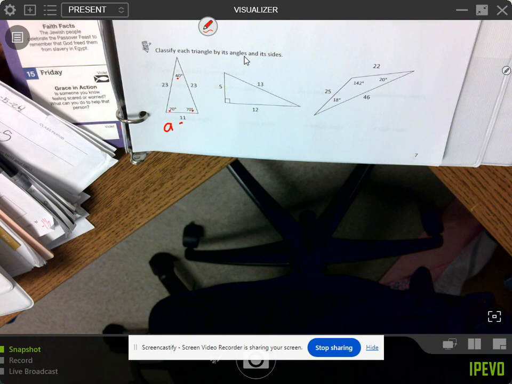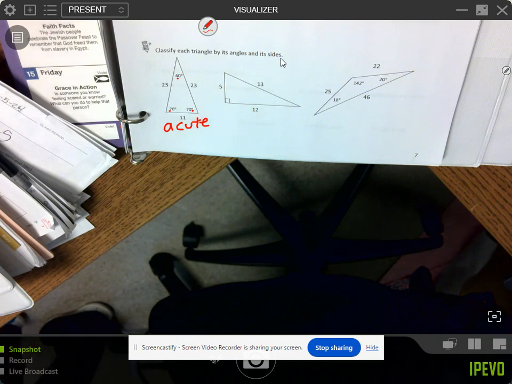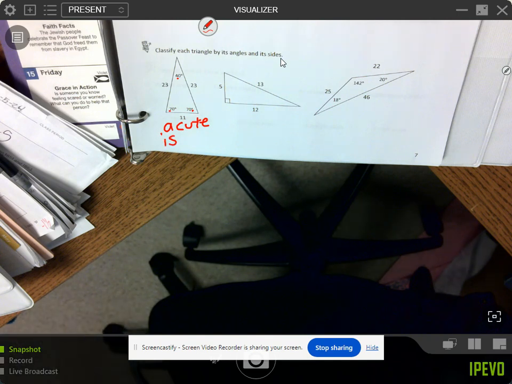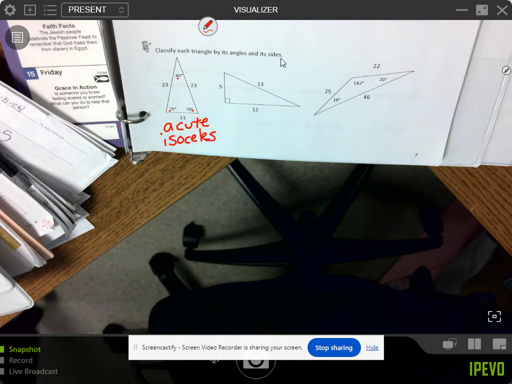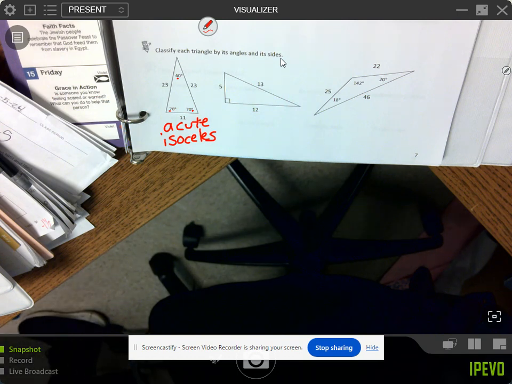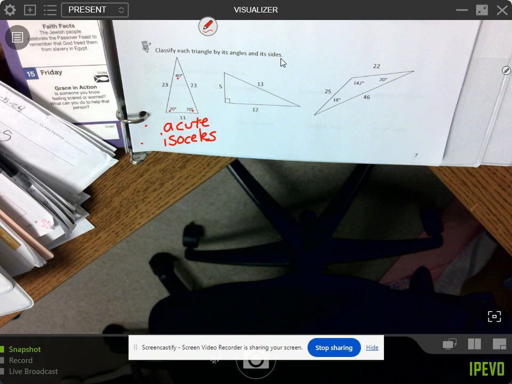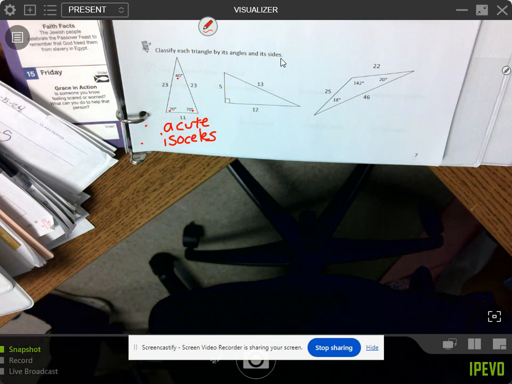So it is an acute triangle. Now we need to classify by the sides. We have a length of 23, a length of 23, and a length of 11. What type of triangle is that, Dom? Isosceles. So this is an acute isosceles. Right? Yes, it's an acute isosceles triangle. So we have our angle triangle and our side triangle.